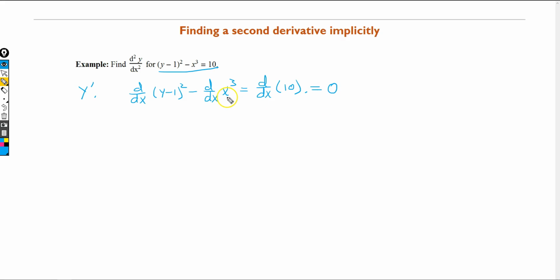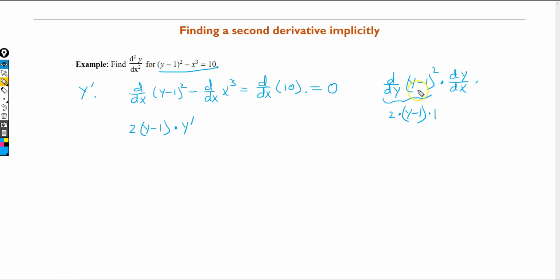This part right here of course is going to be 3x squared, and then we just have to differentiate this piece right here. Now the derivative of this with respect to x is going to be like that. If you're not sure of that, just remember off to the side here, we have to use the chain rule. And this part right here is going to be 2 times y minus 1, technically times the derivative of the inside part with respect to y, which is 1.